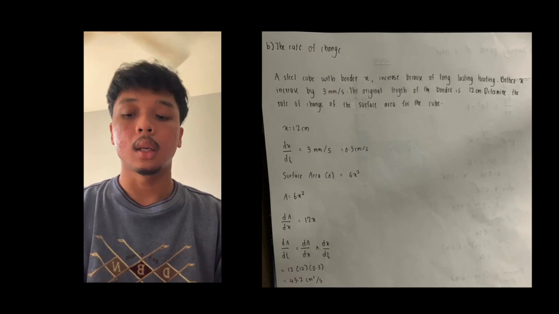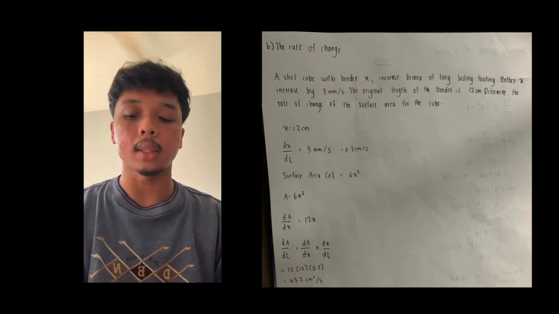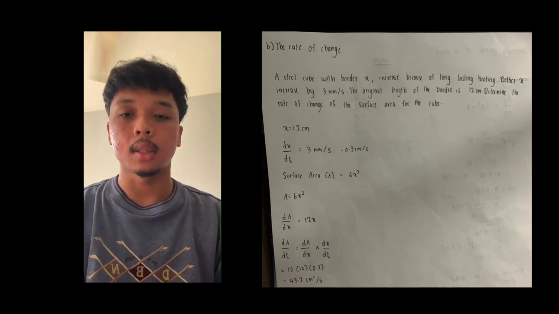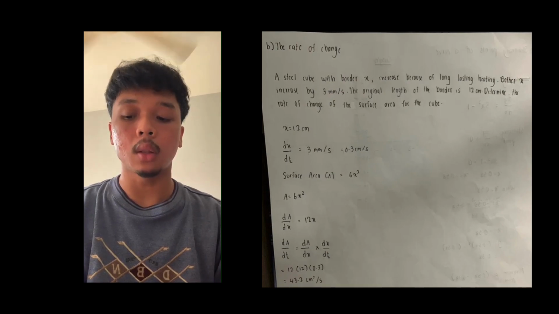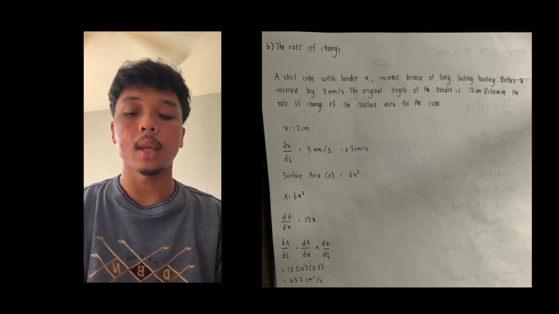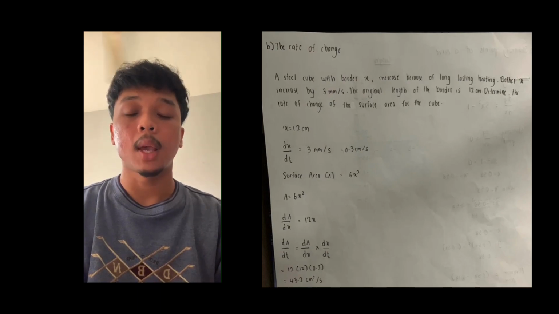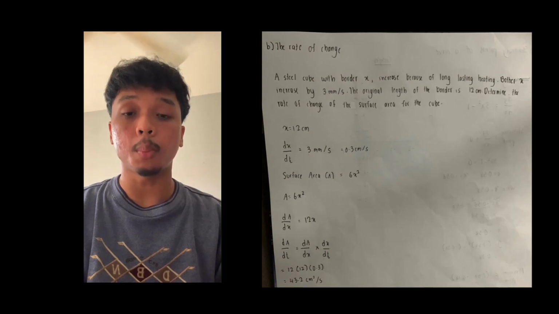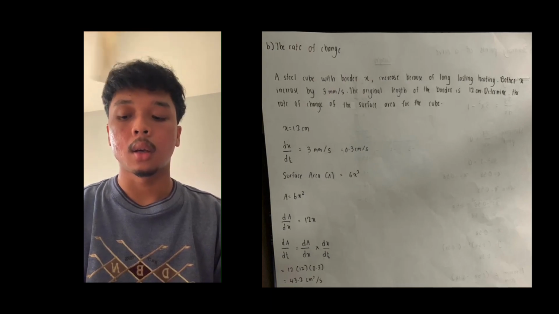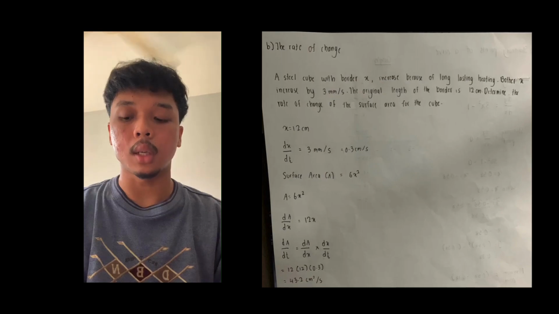And lastly, the formula rate of change is dA per dt equals dA per dx times dx per dt. dA per dx is equal to 12x. x is given. x is 12 centimeters. So 12 times 12 times dx per dt. dx per dt is equal to 0.3 centimeter per second. And the last answer of the equation is 43.2 centimeter square per second.